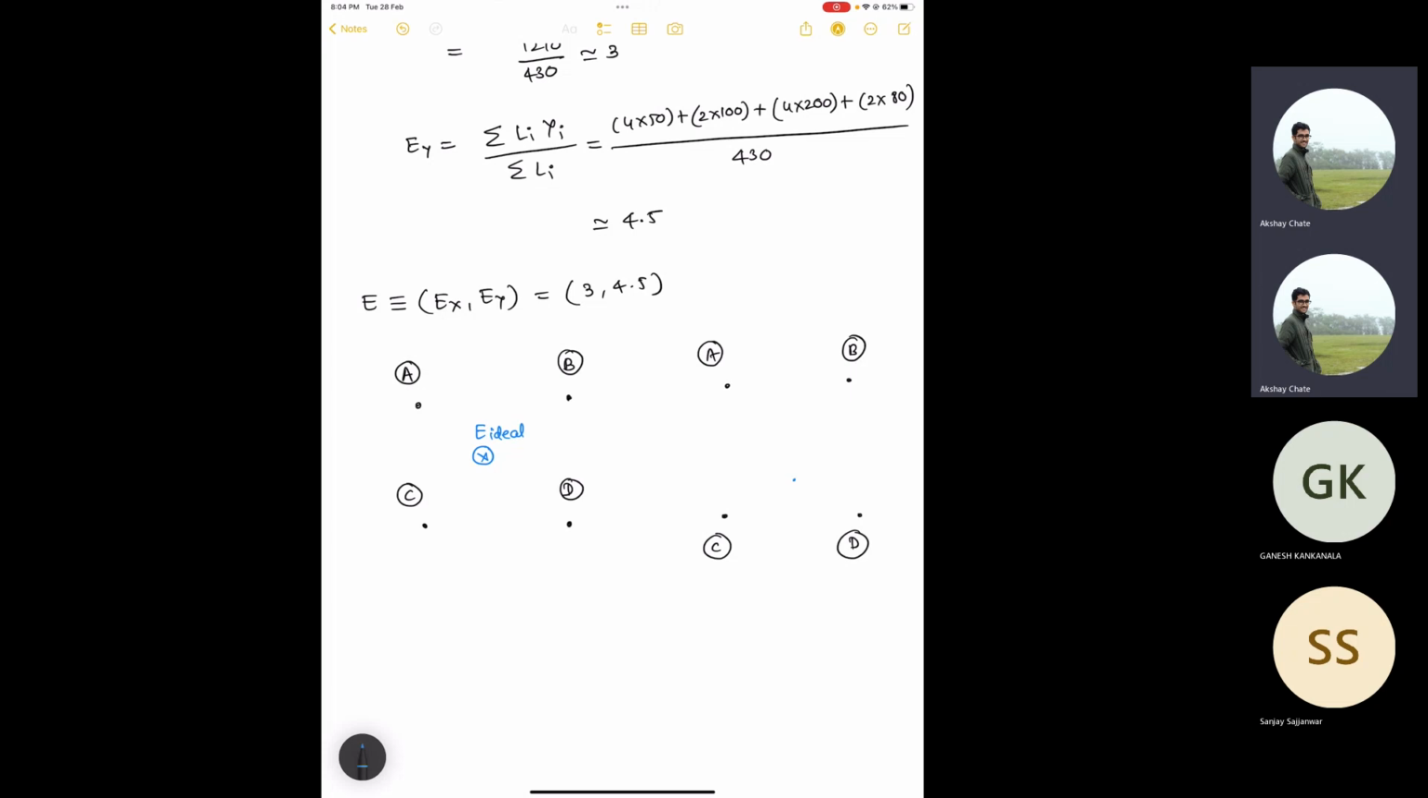In this case, A has the lowest load, so A will be farthest, C will be the strongest pulling factor, but B and C are diagonally opposite, right? So it will be closer to C, like between B and C, it should be closer to C and D. So it will be somewhere here. It will be here. So it will be E actual.